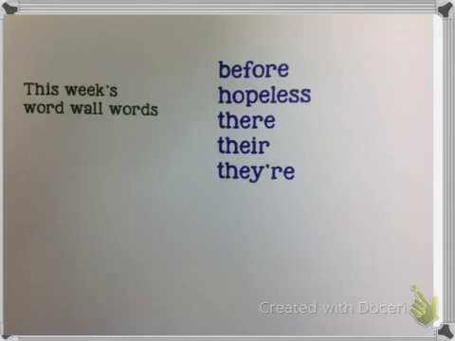All right, our new words for the word wall, we had 30. Now we're going to add 5 more. We'll have 35 words on our word wall that we're supposed to be spelling correctly every time we write them. The words we're adding this week are before, hopeless, there, there, and there. Yes, there are 3 different ways to spell there, so we have to understand what each of those means.